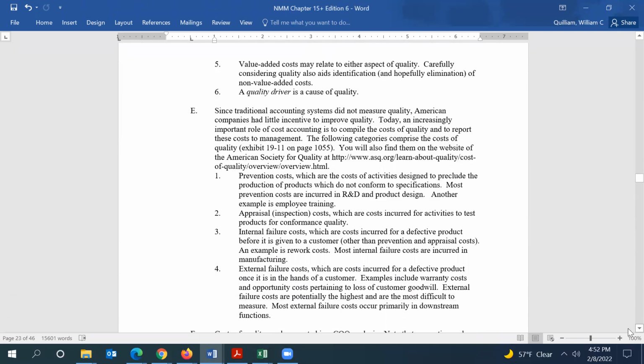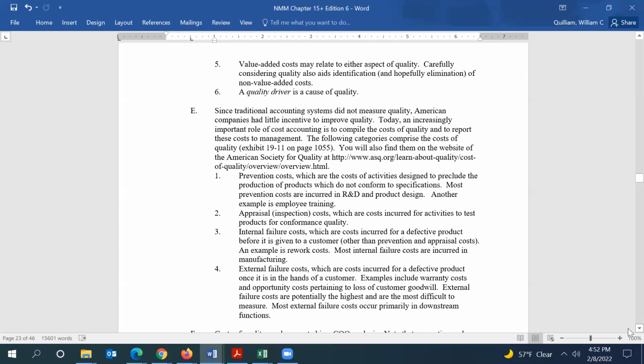Then we mentioned value-added and non-value-added costs a little bit ago. Well, value-added costs may relate to either aspect of quality. So a value-added cost has an activity attached to it, and that value-added activity may increase conformance quality and/or quality of design.